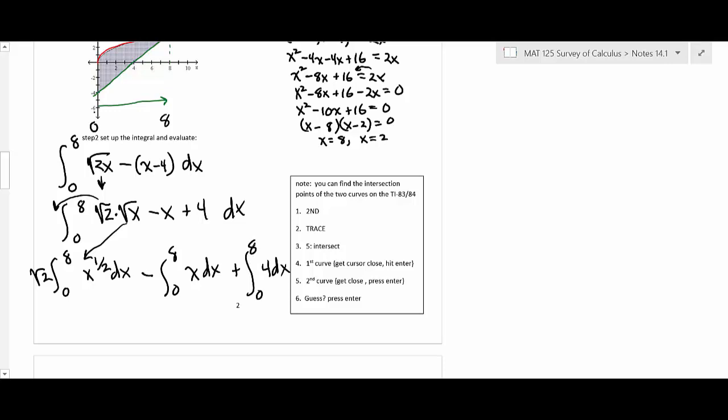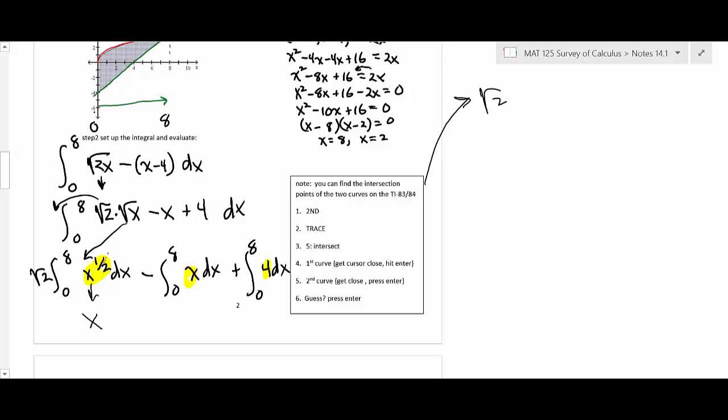Now, you don't have to break it up that way. You can do that antiderivative in your head and then evaluate the whole thing at 0 to 8, which to me is better to do anyway. So we're going to do this antiderivative, and we're going to do every bit of that in our head. Okay? So I've got the square root of 2. What is the antiderivative of x to the 1/2? x to the 3/2 over 3/2. There you go.